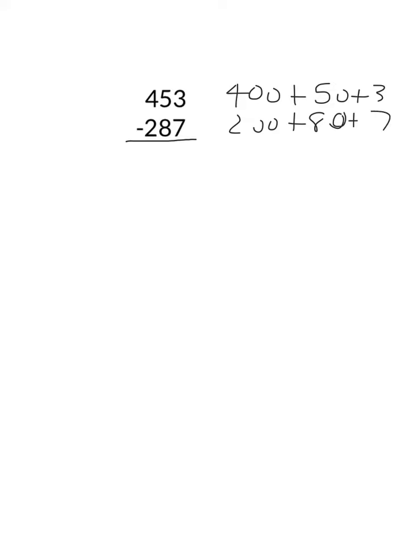So if we think about this in context, if we had 453 Skittles, and we were going to give somebody 287, how many would we have left? Well, if I have 3 Skittles, can I give them 7? I can't give them 7. But I could borrow 10 Skittles from the 50. So that's going to make that 40 Skittles left there. I'm going to borrow it. So when I move it over, I'm left with now 13. 13 minus 7 is 6.